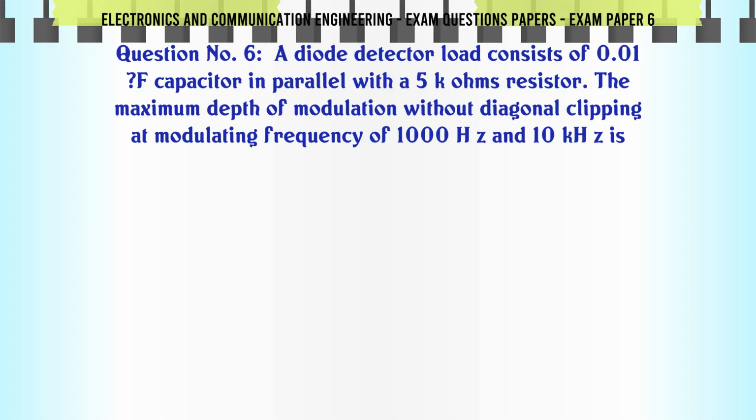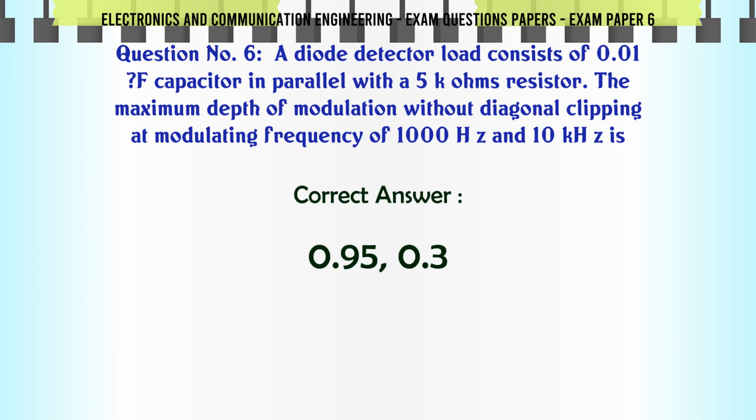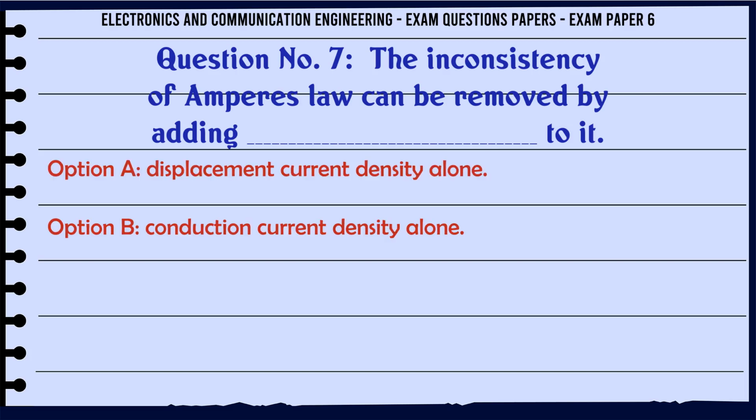A diode detector load consists of a 0.01 µF capacitor in parallel with a 5 kΩ resistor. The maximum depth of modulation without diagonal clipping at modulating frequencies of 1000 Hz and 10 kHz is: A. 0.76, 0.24. B. 0.95, 0.3. C. 0.24, 0.76. D. 0.3, 0.95. The correct answer is 0.95, 0.3.